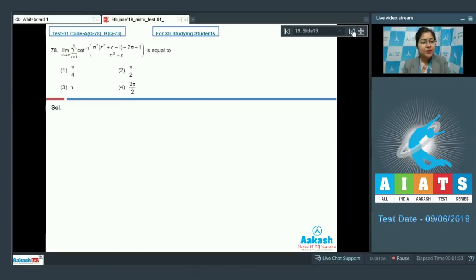Next is question number 78, which says that limit n tending to infinity, summation r equal to 1 to n, cot inverse of (n square multiplied with r square plus r plus 1 plus 2n plus 1) divided by (n square plus n) is equal to. So we have to find limit n tending to infinity summation r equal to 1 to n cot inverse theta, which can be written as tan inverse 1 by theta.